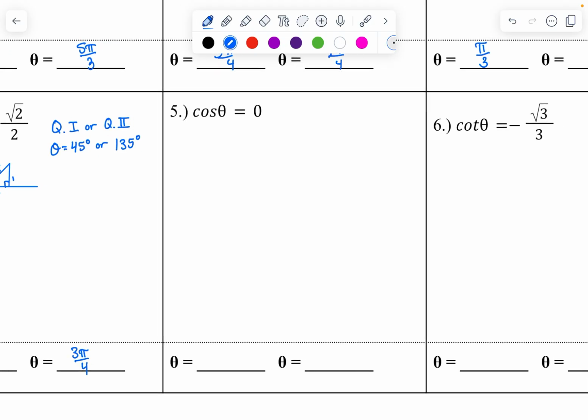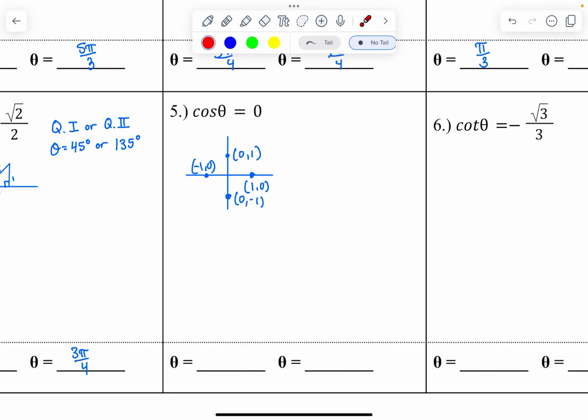All right, if we want the cosine of theta to be 0, now we know we're on one of our quadrantal angles. We're on one of the axes. And so remember, over here you have (1, 0). Up here, you have (0, 1). Over here, (-1, 0). Down here, (0, -1).